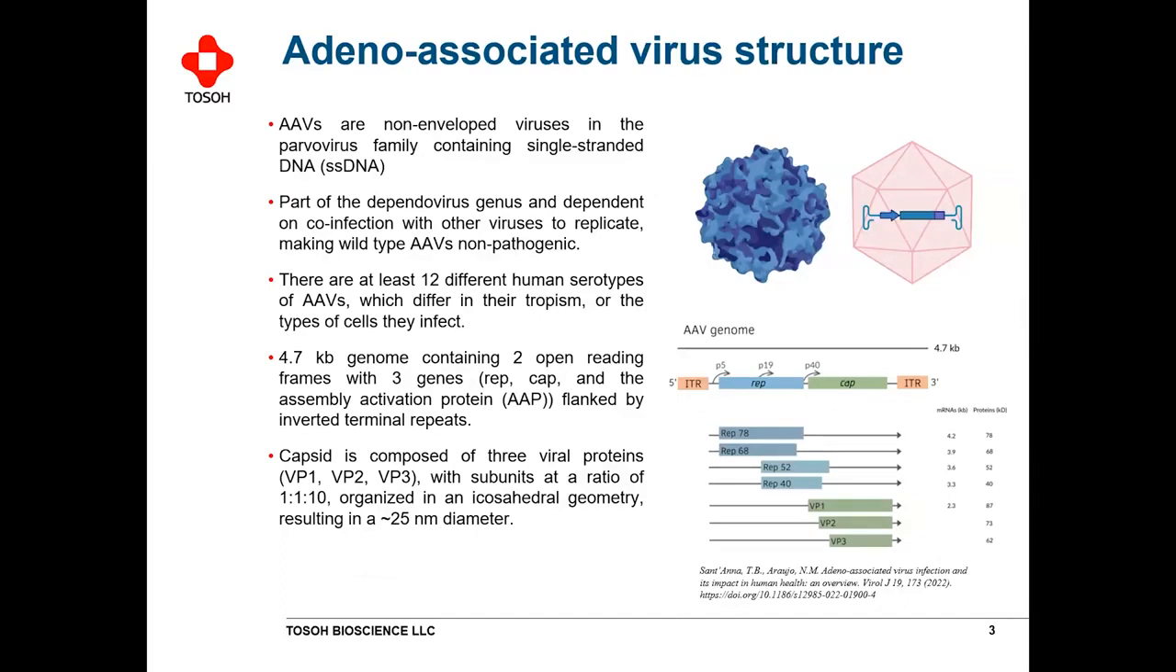Wild-type AAV has a 4.7 kilobase genome containing 2 open reading frames, which have 3 genes: the rep gene, the cap gene, and the assembly activation protein. This is flanked by inverted terminal repeats. The capsid is composed of 3 viral proteins, VP1, 2, and 3, that are present in a 1:1:10 ratio. These proteins are organized in an icosahedral geometry in a 25 nanometer diameter.